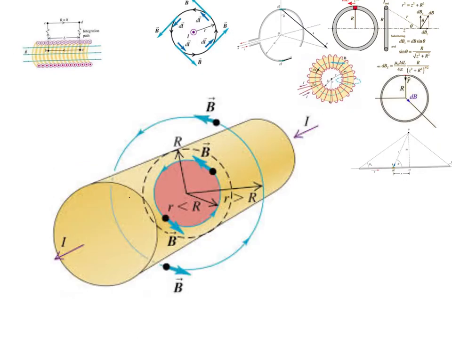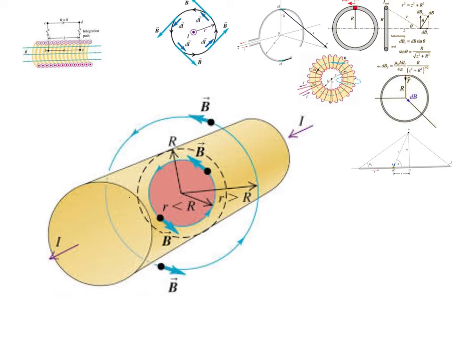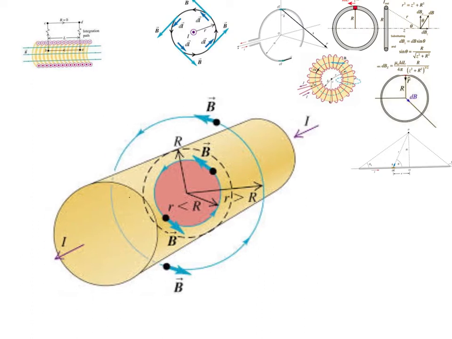So in problem 14, we use Ampere's law again to find the field outside and inside a current carrying wire. So let's do it for the outside first.